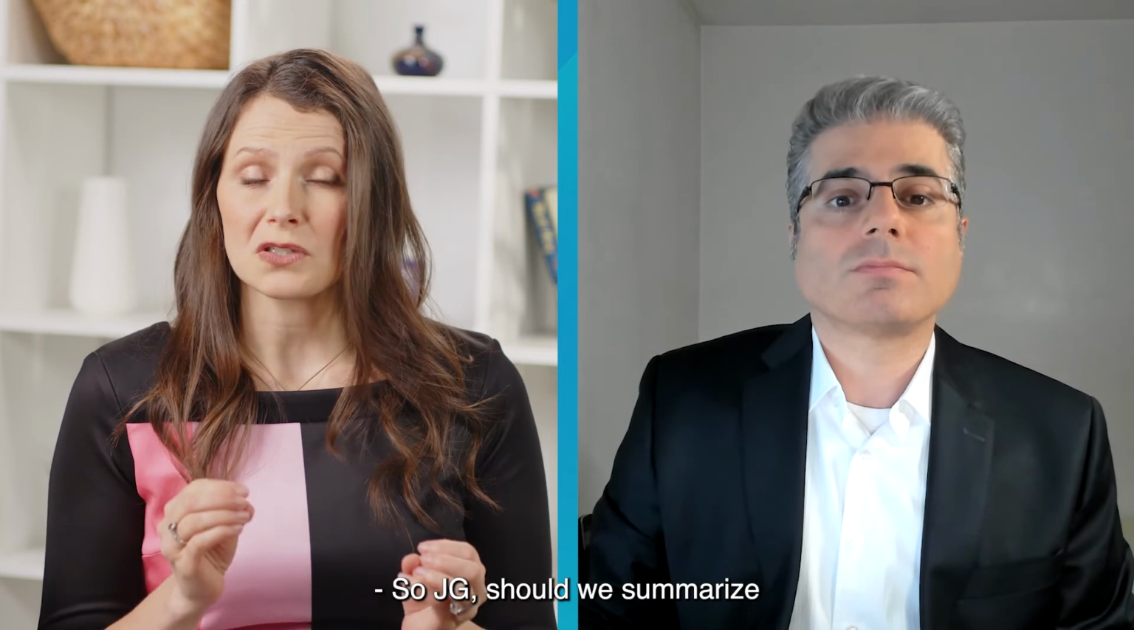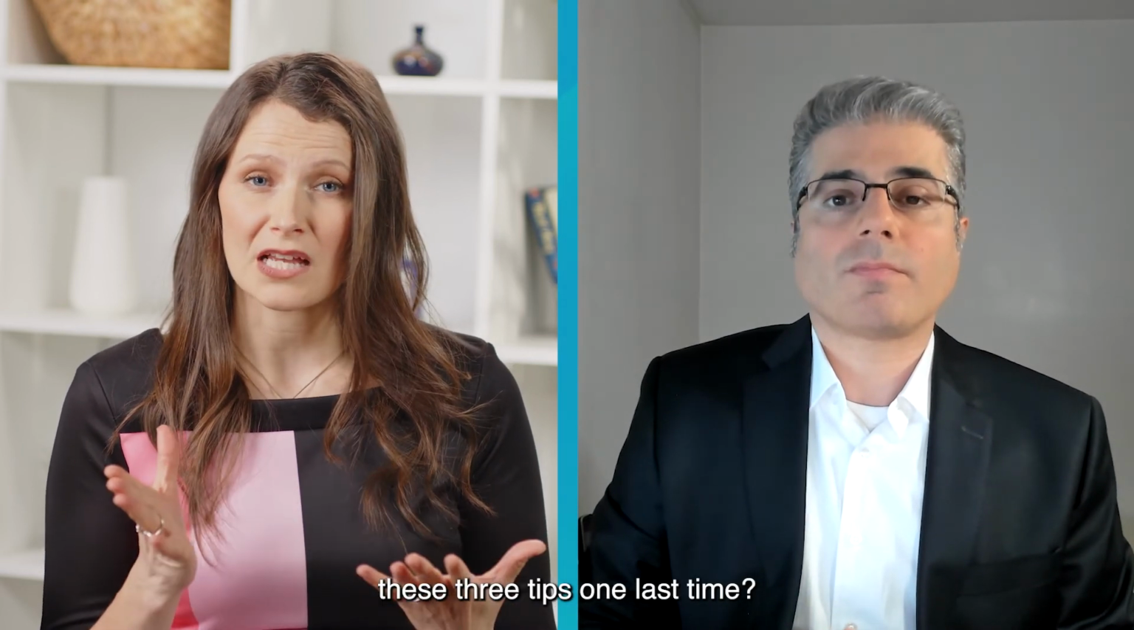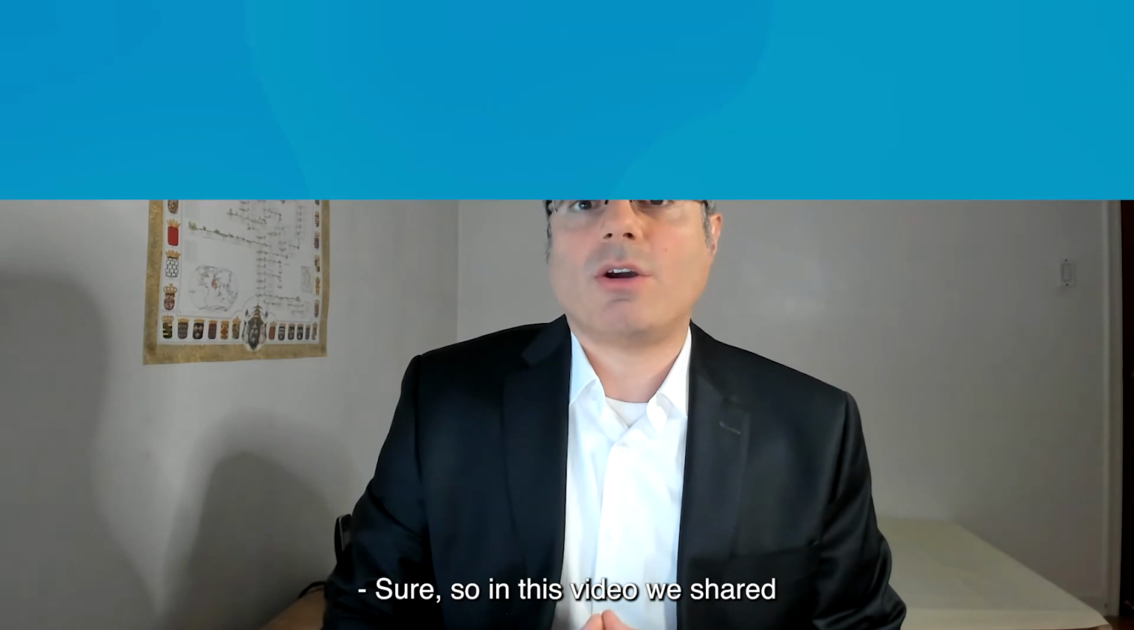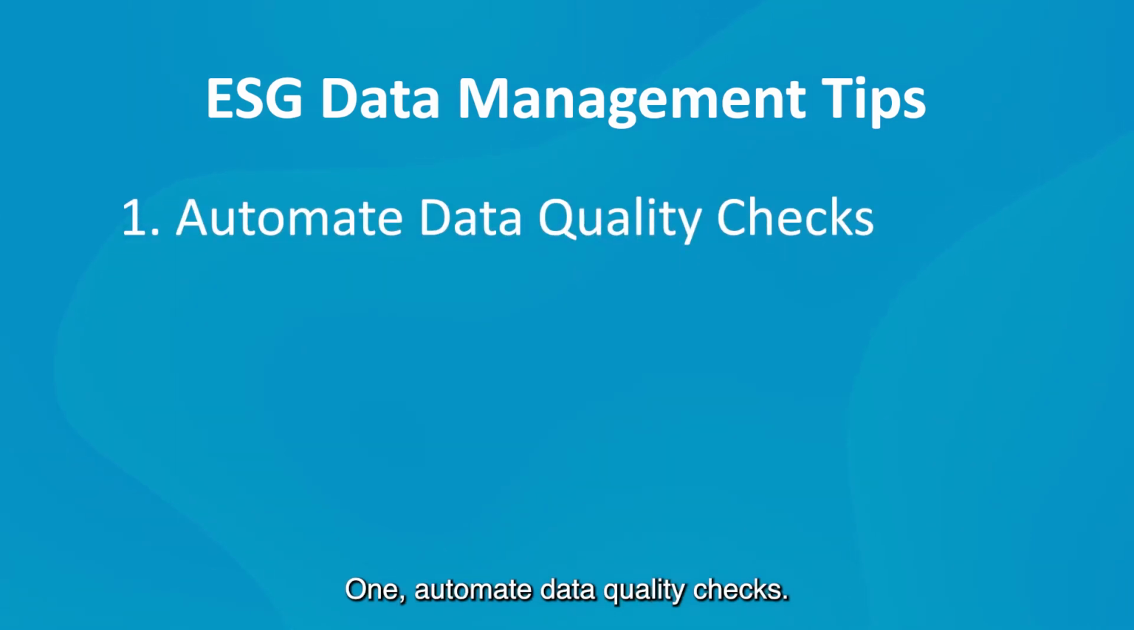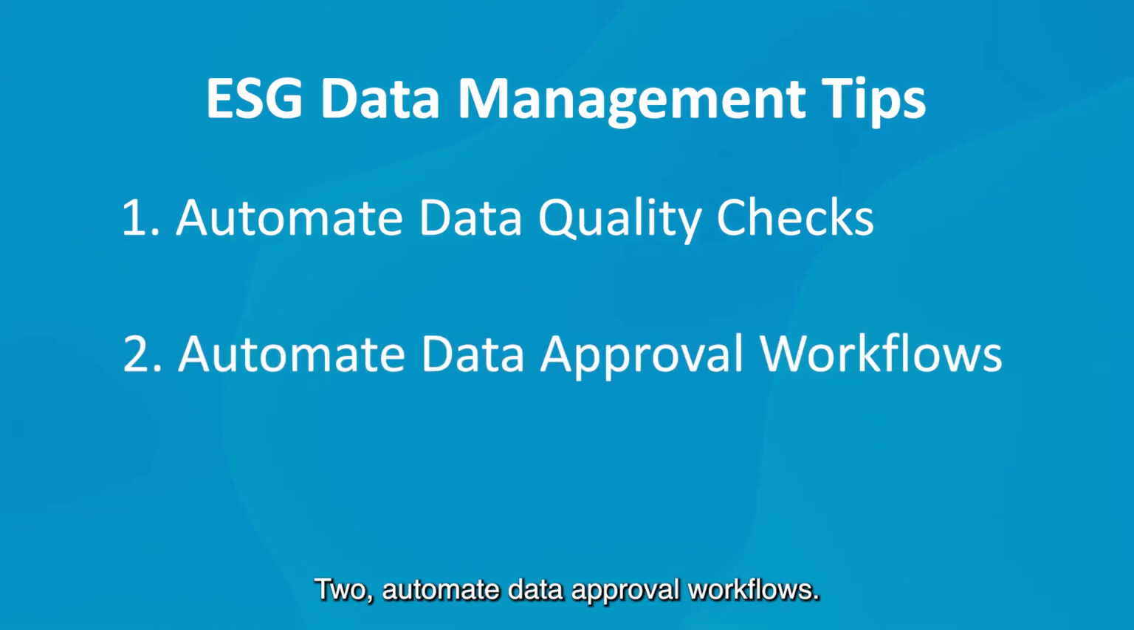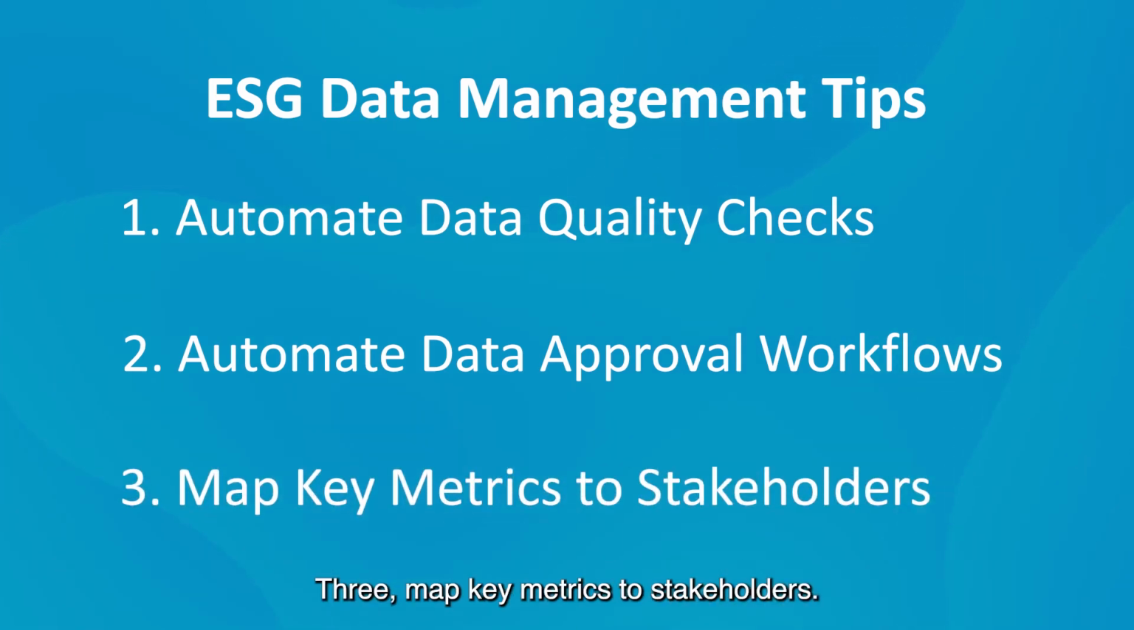So JG, should we summarize these 3 tips one last time? Sure. So in this video, we shared 3 ESG data management tips. 1, automate data quality checks. For air emissions data, you could have millions of data records, which is why you need automated checks. 2, automate data approval workflows. Emails or manual processes can introduce the risk of human error. 3, map key metrics to stakeholders. You need to document somewhere who is interested in what.